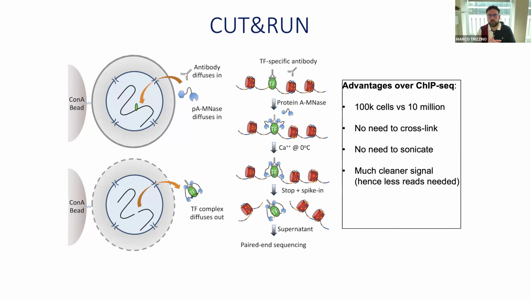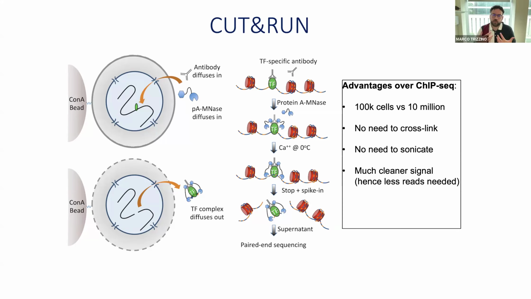So what's the advantage of CUT&RUN over ChIP-seq? One is that you don't need to do any cross-linking and sonication, which introduces technical variability. And most importantly, you don't need 10 million cells. You can do it with 100,000 cells. And actually, now there are kits that allow to do CUT&RUN also at a single cell level, or with just a few thousand cells. So this was obviously a big revolution in the field.